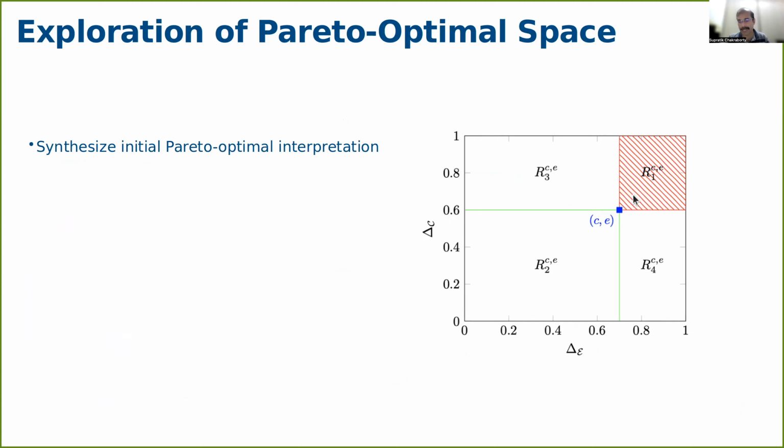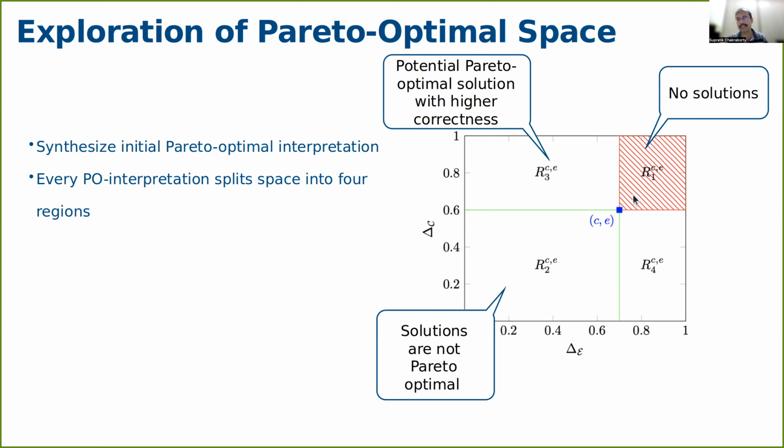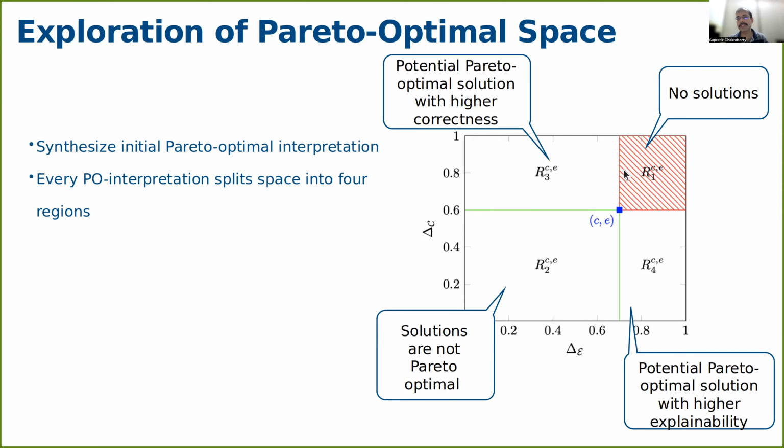And once we have obtained a Pareto-optimal point, we immediately see that there are 4 regions that this space gets partitioned into. There cannot be any solution here, because otherwise this wouldn't have been Pareto-optimal. Here, the solutions are not Pareto-optimal; this point dominates them. And so there are really these 2 regions that we have to work with. This is the region where we can get higher correctness score, but possibly lower explainability. This is the region where we can get higher explainability, but lower correctness. And so we continue the search in region 3 and region 4.